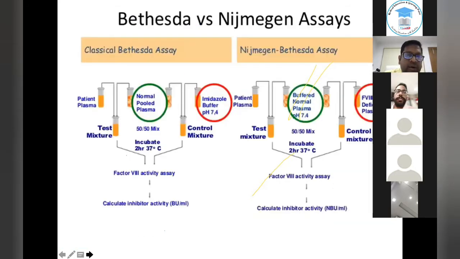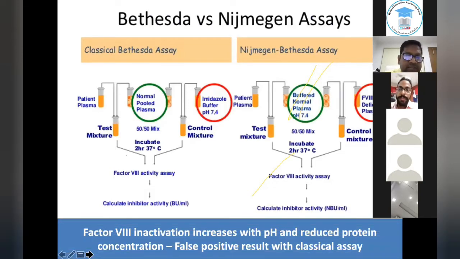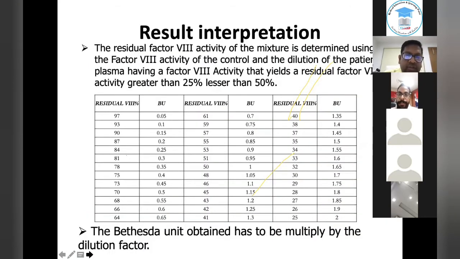So next you have to do an inhibitor assay. There are 2 methods of doing an inhibitor assay. One is the Bethesda assay and the other is the Nijmegen assay. The Nijmegen assay is a more sensitive assay because you are using factor VIII deficient plasma. The inhibitor assay is based upon the principle that one Bethesda unit will reduce the factor VIII level to 50%.